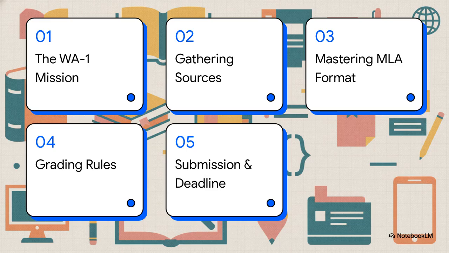Here is our quick roadmap for the explainer. First, the WA1 mission. Second, gathering your two sources. Third, mastering MLA formatting. Fourth, grading, which is complete or incomplete. And finally, submission rules and deadline.